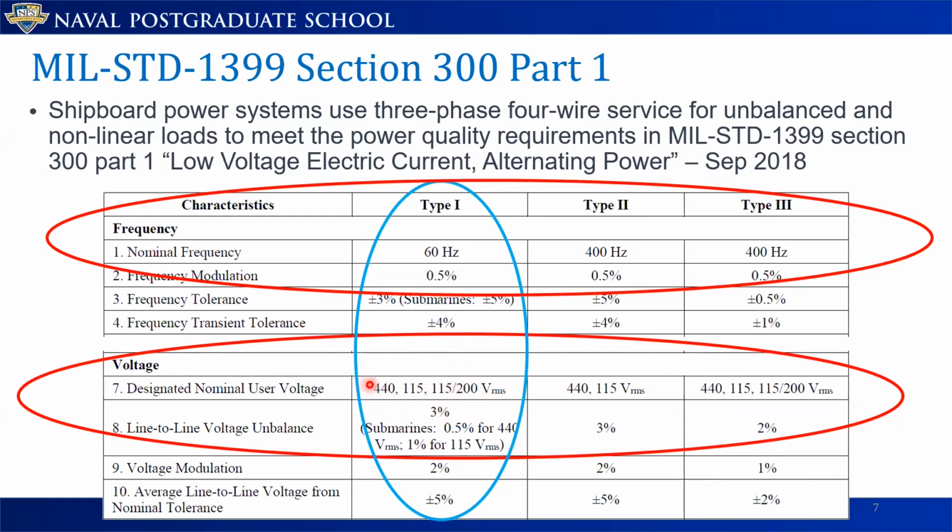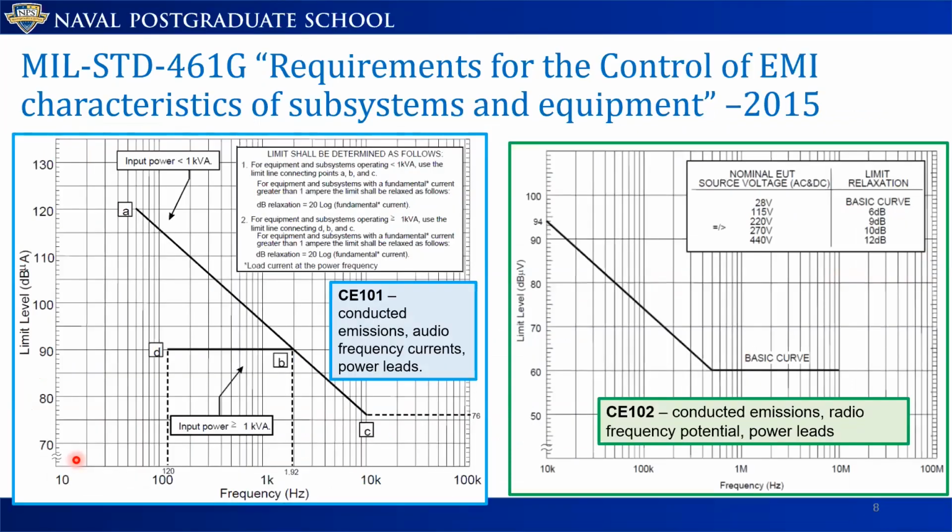or 440. And the standard, in particular, this table shows the limits. So, for example, here on item 8, line-to-line voltage imbalance has to be limited to 3%, and so forth. There are also power quality standards. So, if you scroll down the rest of the table, in the military standard, you'll find also THD and maximum individual harmonics limits, so power quality limits, as well as others. So let's talk also briefly about military standard 461 specific to EMI, requirements for the control of EMI characteristics of subsystem and equipment.